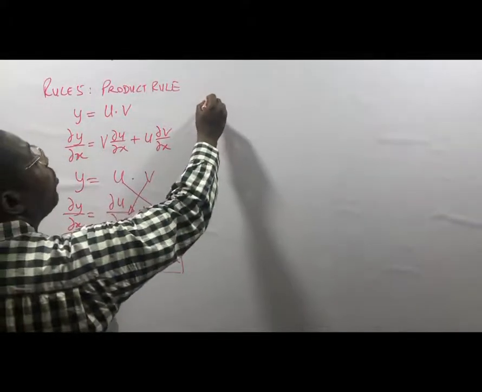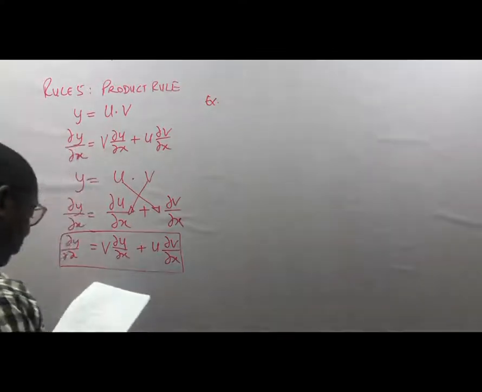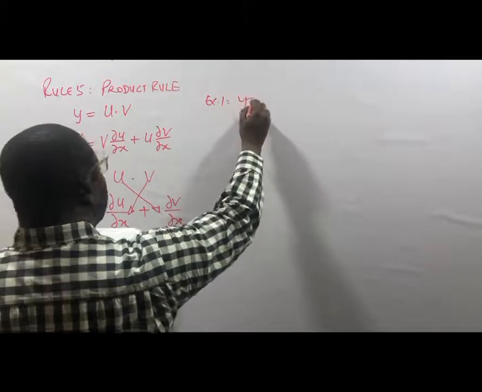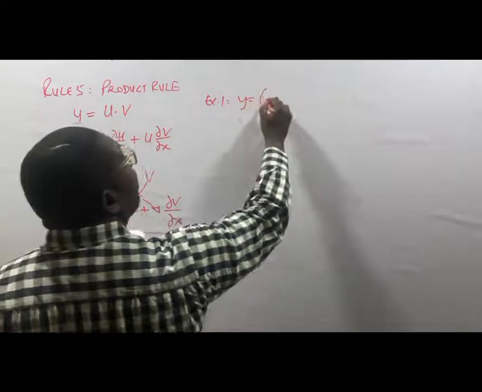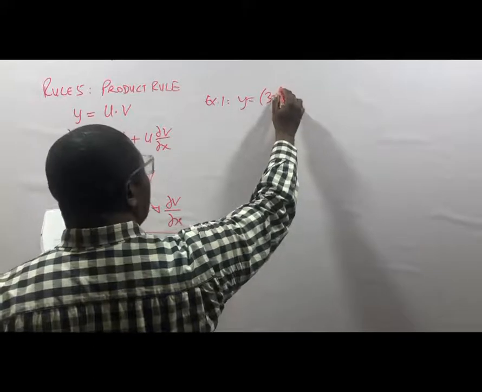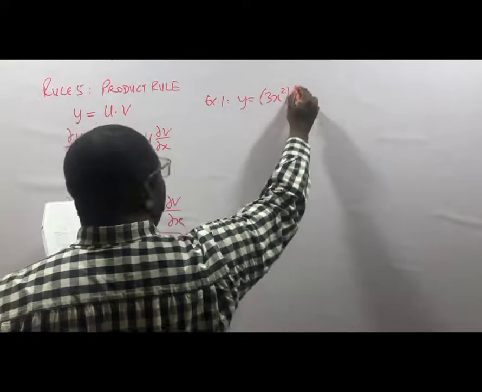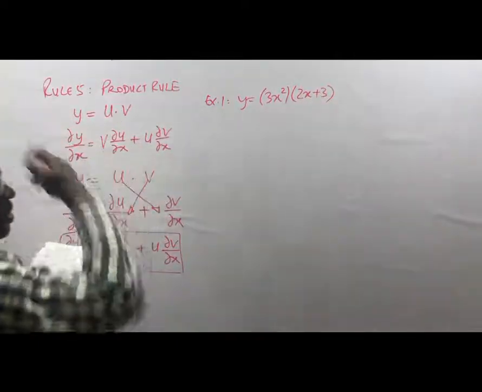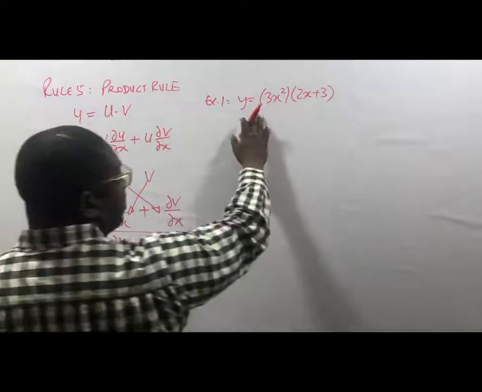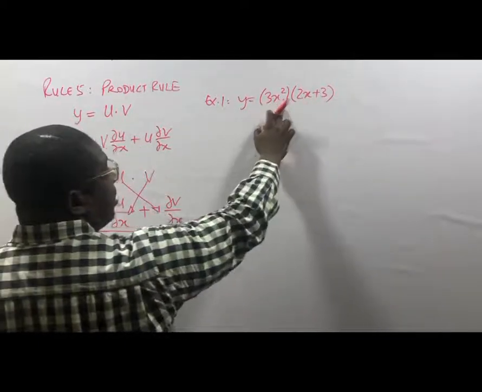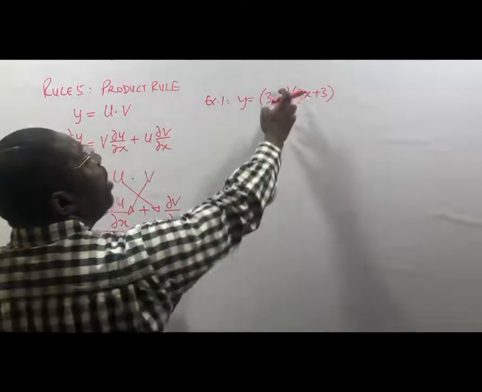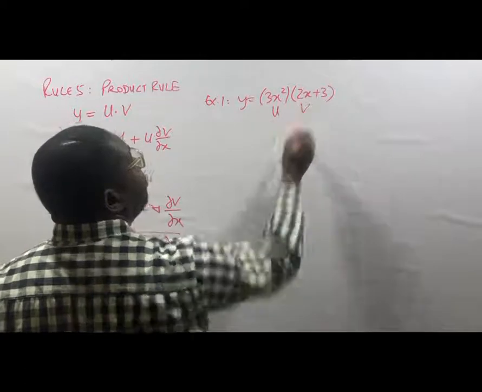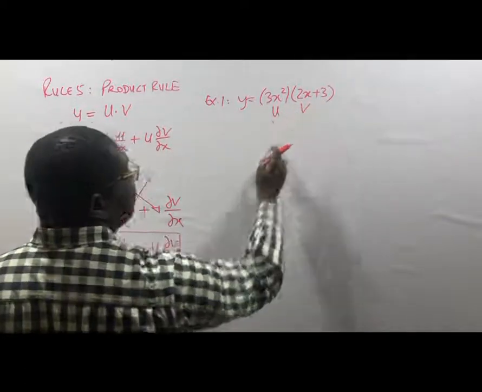I'm going to look at example 1. Example 1, please follow me. Example 1 says that y is equal to 3x raised to the power 2 times 2x plus 3. So this is an example that we have. This is a case of product because this is being multiplied by this. There's no addition or subtraction. And this is like u and v.